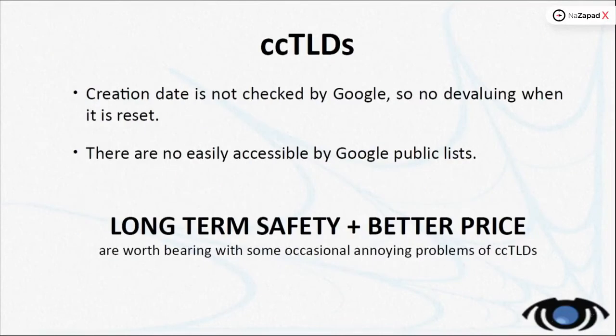So as a final conclusion, ccTLDs have the advantage of creation date not being checked by Google, so you don't have to worry that they're expired and registered again. And there are no easily accessible lists by Google, which is very important for long-term safety. So it's better price, better safety versus some annoying details. So I recommend going for the better price and safety in general.